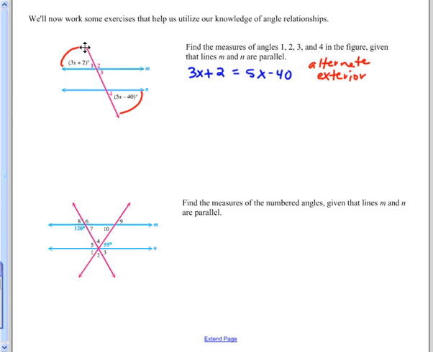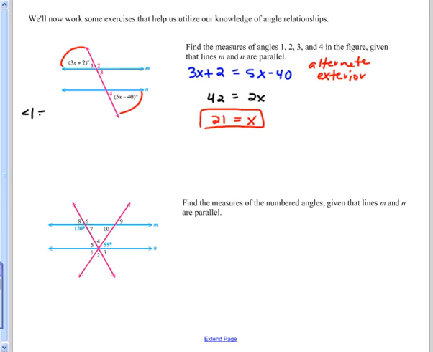Subtracting 3x from both sides of the equation, I would end up with 2x on the right-hand side. Adding 40 to both sides of the equation, I would end up with 42 on the left-hand side. And finally, dividing through by 2, x would be 21. Now, what I have discovered is the value for x, but it has not answered the question as to the measures of the angles. So I'm going to go back and find those one by one.